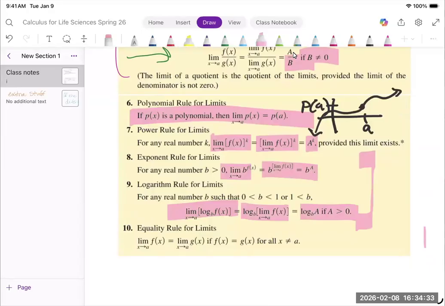And then equality rule for limits. So the limit as x approaches a of f of x equals the limit as x approaches a of g of x if f of x equals g of x for all x not equaling a. Basically, if these limits are the same, then those graphs are the same.